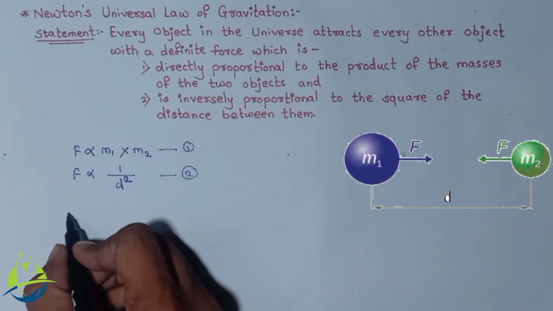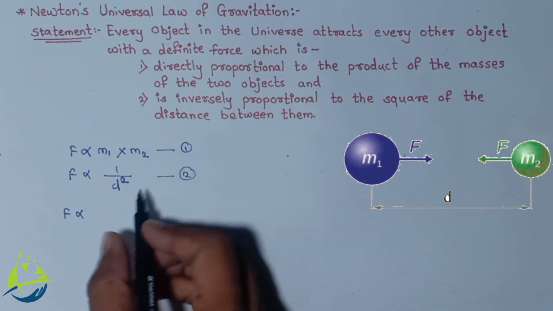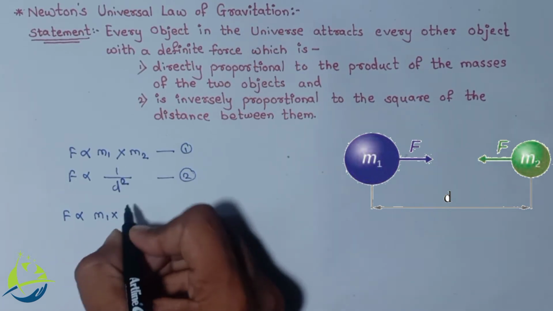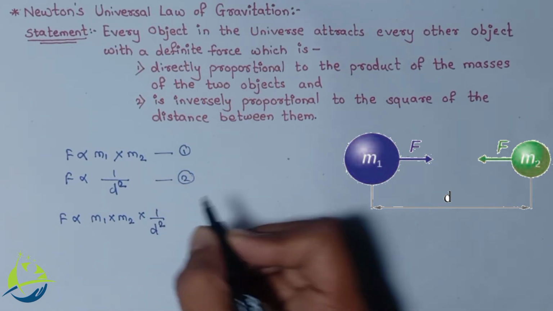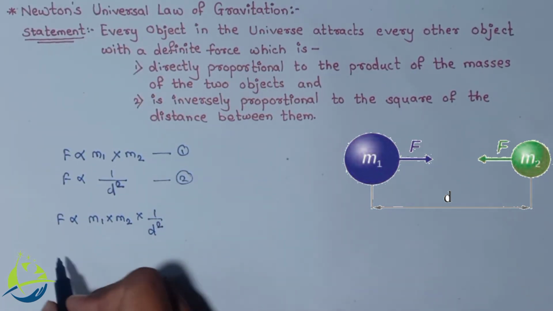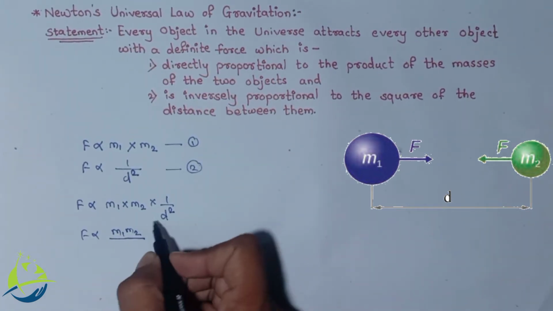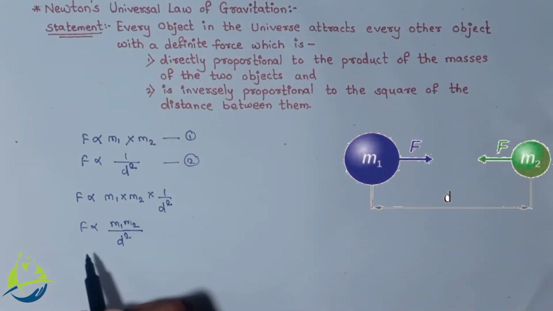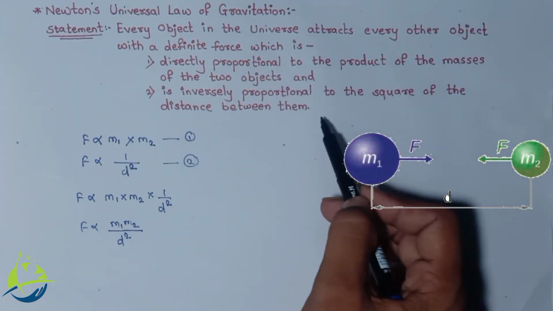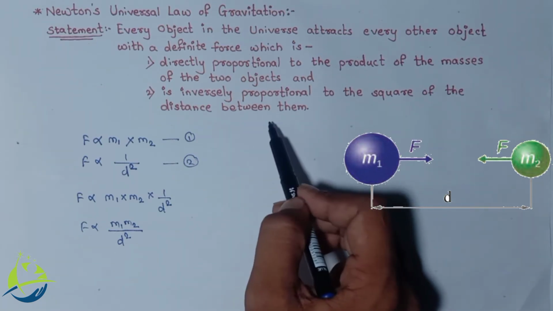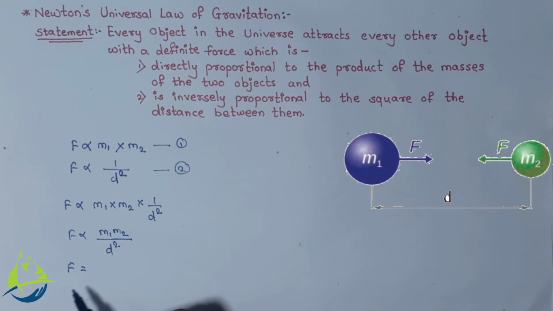Now the left part is the same, so I am writing it only once. Now the right part, simply we have to multiply. Therefore m1 into m2 into 1 upon d square. Okay, m1 m2 into 1 will give you m1 m2 upon d square. This will be your relation between force and masses as well as force and distance. Further, this relation will be converted into the formula.